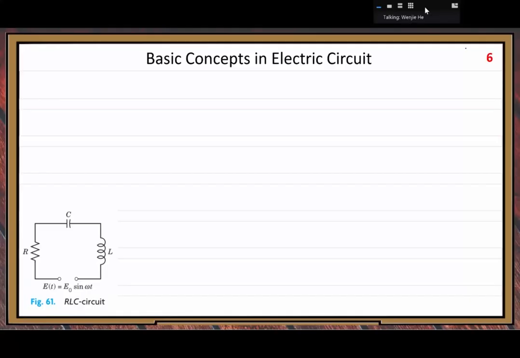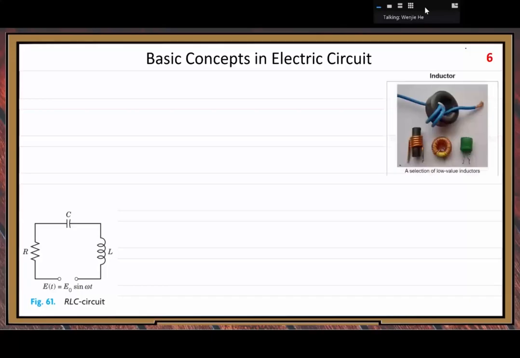RLC circuit. Three different types of components: R component, L component, C component. R, resistor component, L component, C component. Okay? All right. So let's look at here.